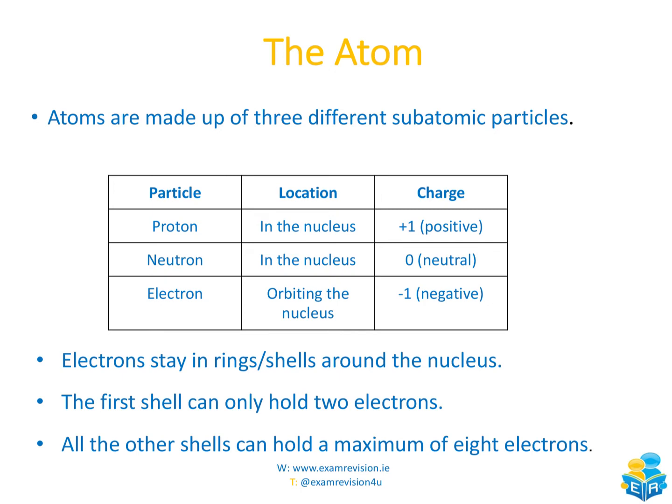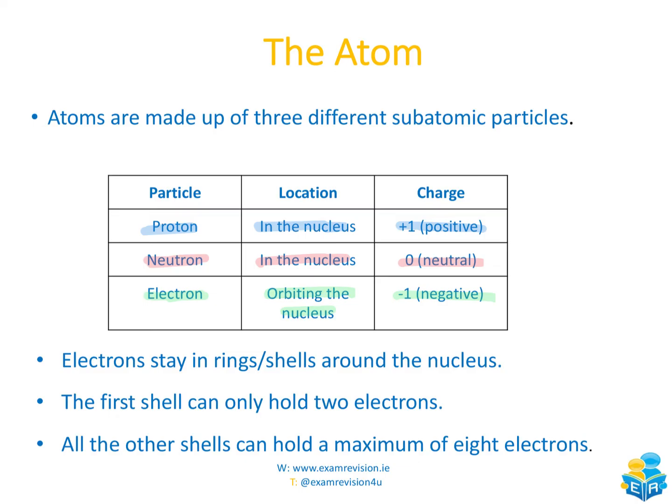So atoms are made up of 3 different subatomic particles. We have our protons. They're found in the nucleus and they have a positive charge. We have our neutrons, which are also found in the nucleus, and they're neutral. They're neither positive nor negative. And then we have our electrons. They're found orbiting the nucleus, so in clouds, shells, rings, whatever you want to call it, lots of different names for those, and they have a negative charge.